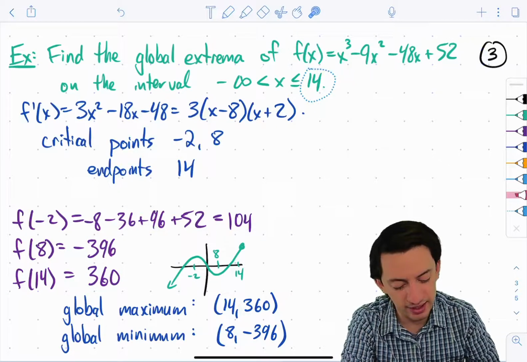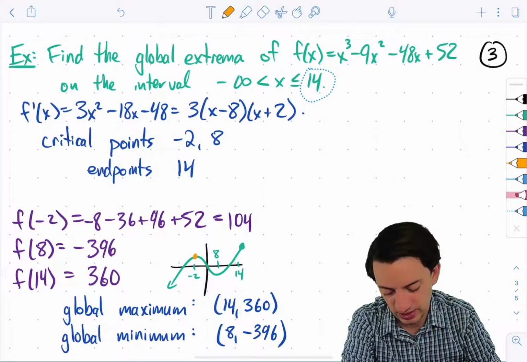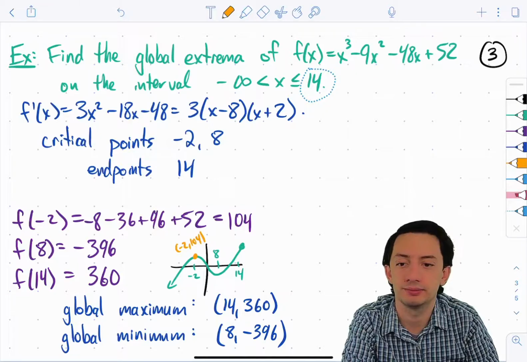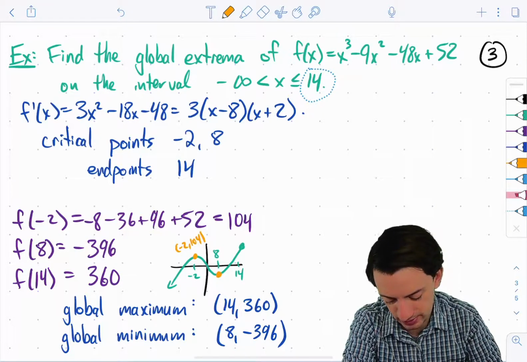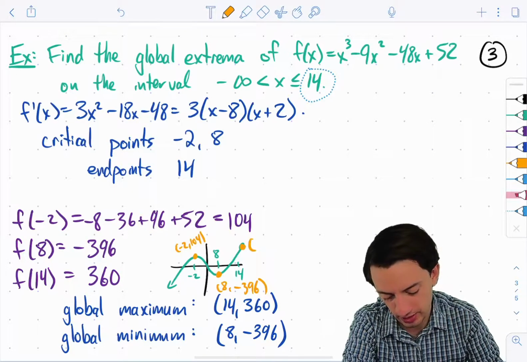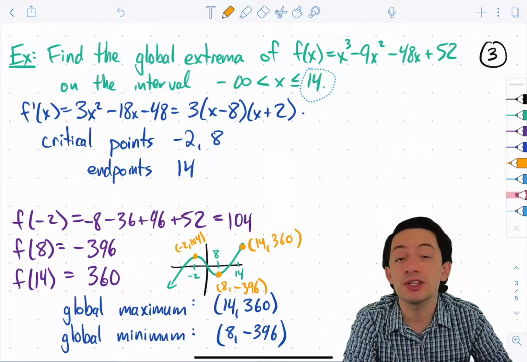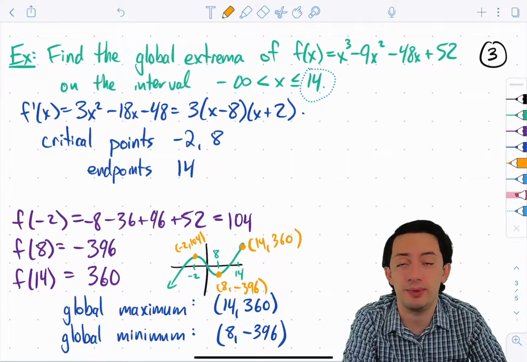So that means at -2, this is not really to scale, but we'd have -2, 104. If you plug in 8, you get -396. So this is 8, -396. If you plug in 14, you get 360. 14, 360. And those are the only 3 points you have to worry about.